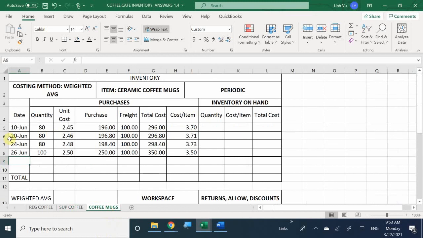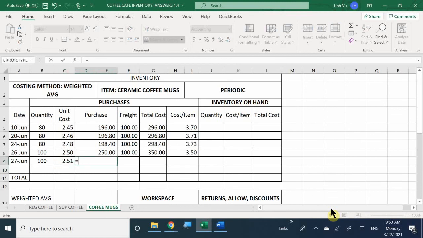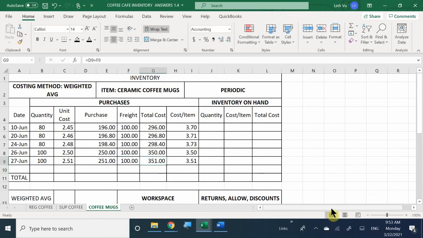So here we are, coffee mugs. Okay. This is the 27th. We brought in another 100 at $2.50 each. Oh, sorry, $2.51 each, bringing our grand total to be 251 plus $100 freight, making it 351, making each cost per item to be $3.51. Okay. Let me look at the time.